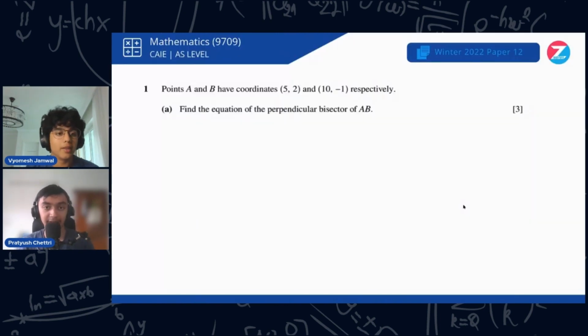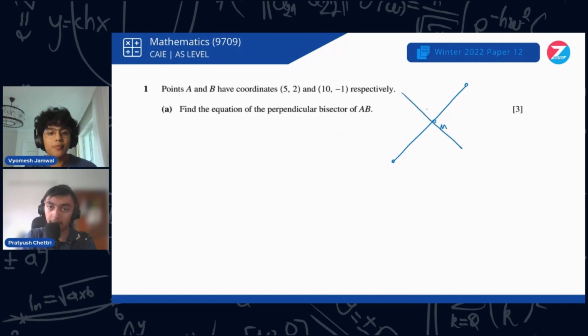Sure. So in this question, it shows that we have two points, A and B, and we have to find the equation of the perpendicular bisector. So basically, what the perpendicular bisector is, it's a line that is perpendicular in the midpoint of A and B. So in that case, the first step I would do is find the midpoint of the line AB.